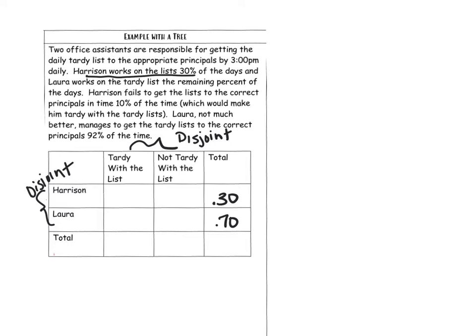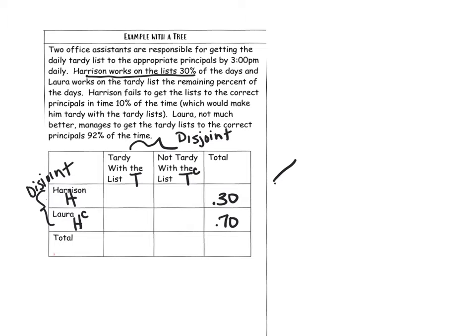The first thing we're going to do is give these variables in terms of our complements. So I'm going to let this variable, tardy with the list, be T. Not tardy with the list, T complement. Remember, not tardy. I'm going to let Harrison be H. And if it's not Harrison, it's Laura, but I'm going to use the complement notation, so I'm going to call this H complement. We know that means Laura. So here's how we start this.